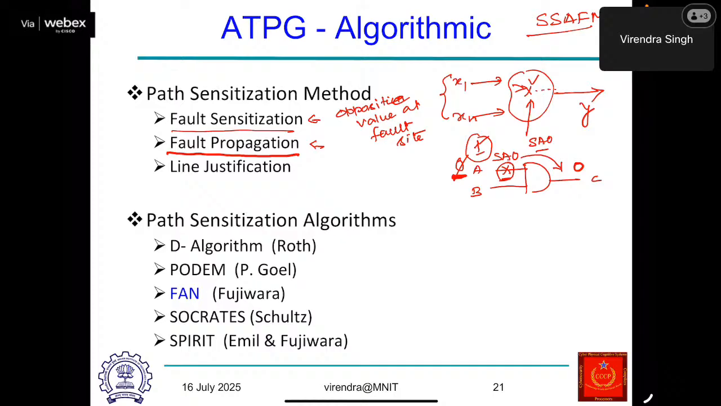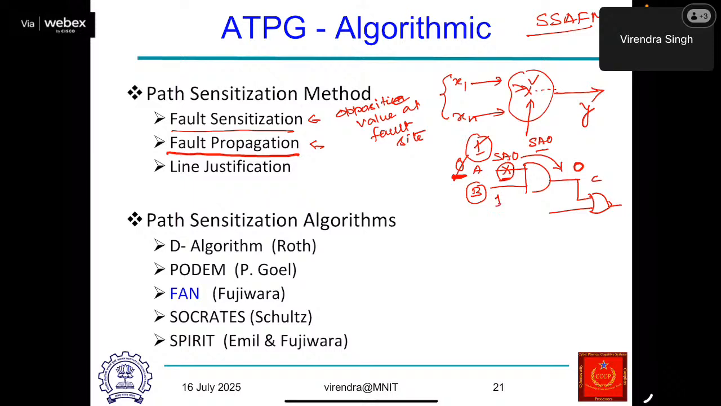You can propagate to any point, and it has to go through a sequence of gates. In order to propagate, you have to have a non-controlling value on the off inputs of the other gates. Like here, for example, if this is my circuit, then this is called the off input, the other input of this gate. This should have a non-controlling value.